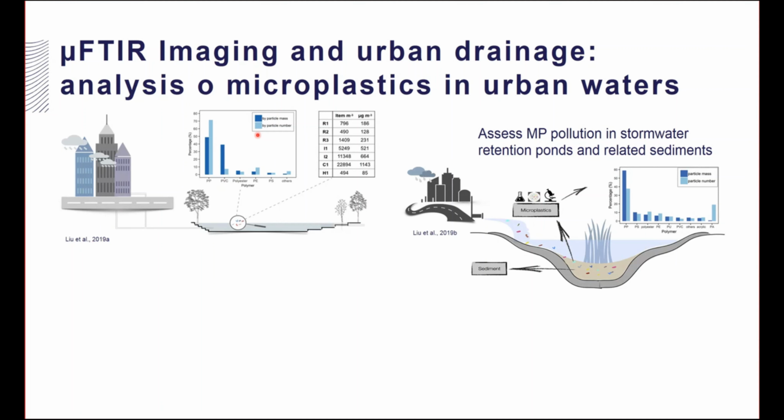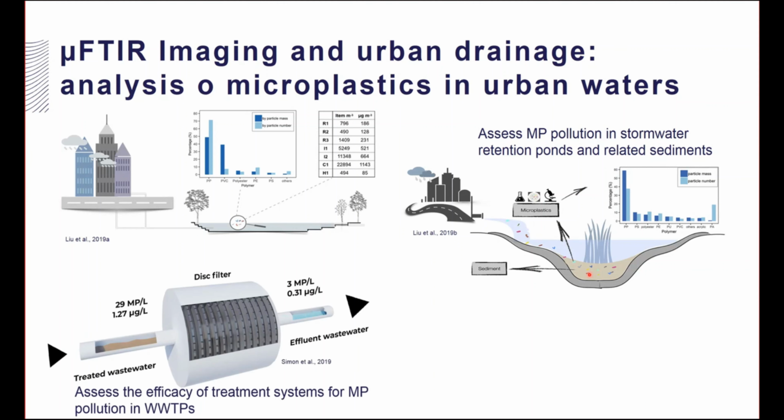in stormwater ponds, where she measured the concentration and the chemical composition of the microplastics that are floating in the stormwater ponds. And it's also possible to do it in the sediments, by doing the same type of analysis, so FPA imaging analysis. But we can also assess the efficiency of treatment systems for microplastic pollution removal in wastewater treatment plants. In this case, another colleague of mine, Marta, assessed the efficiency of a system of disc filters to remove microplastic at a tertiary stage in a wastewater treatment plant.